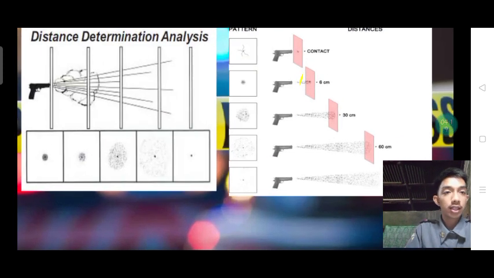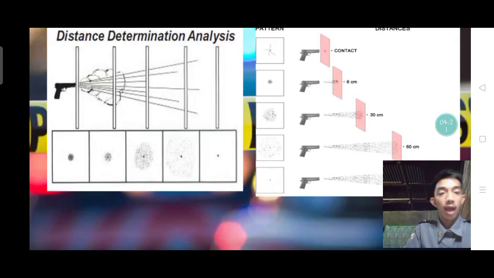So dito makikita natin dito kung kaano kalayo, or makikita natin dito yung distance ng isang pagputok ng isang barel. Makikita natin dito.